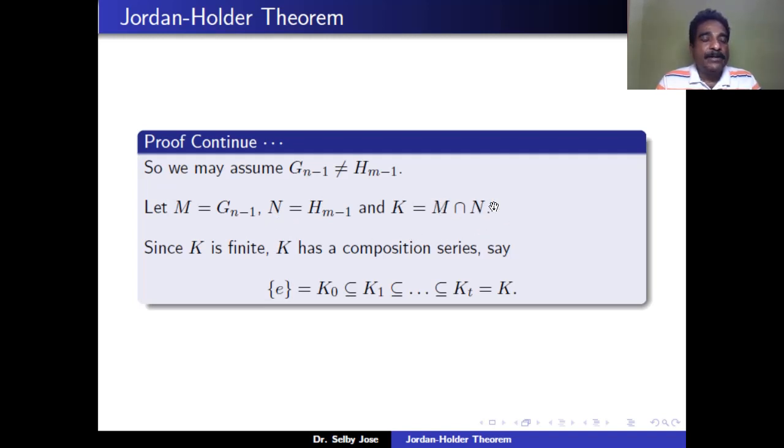Now you know that M and N are two subgroups of a finite group, so M and N are finite, so M intersection N is also finite. That means K is finite, and we know that any finite group has a composition series. So K also has a composition series. Let this composition series be identity equal to K_0, contained in K_1, contained in ... K_t, which is equal to K.